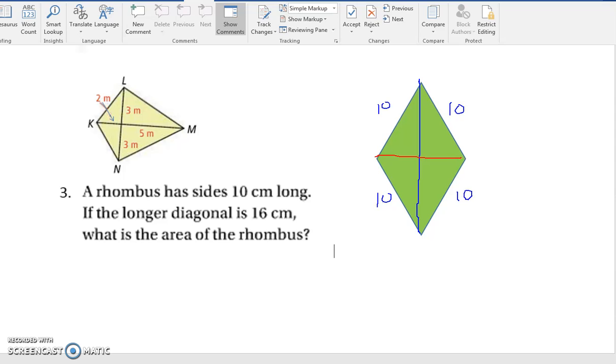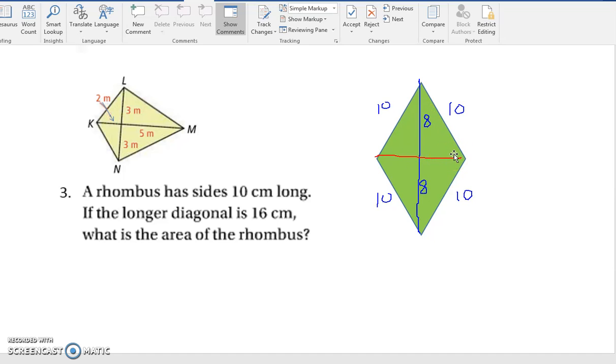Now, if the long diagonal was 16, we don't necessarily know a proof of this yet, but I do know that that's going to be 8. Okay, it's going to split it into 2 equal parts, so that's 8 and that's 8. Now, we have right triangles. We have 4 right triangles there. So if I know that this is 10 and this is 8, I could use Pythagorean theorem to find this.